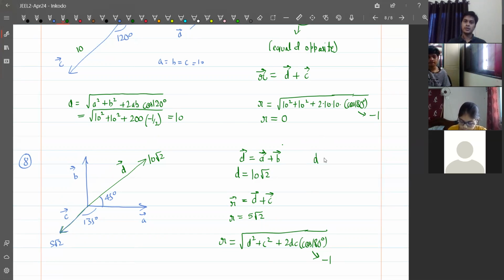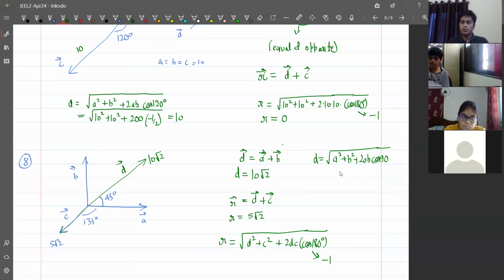And you can also find out the answer for D. That will be root over A square plus B square plus 2AB cos 90 degrees. Is it clear? Okay.